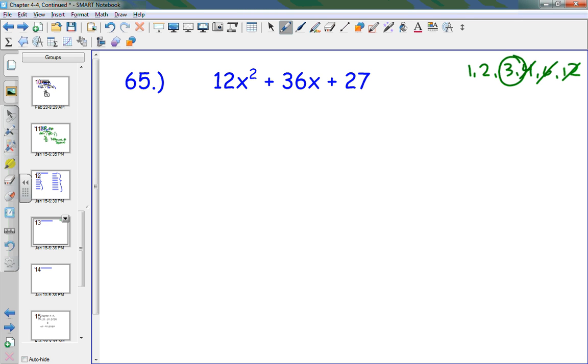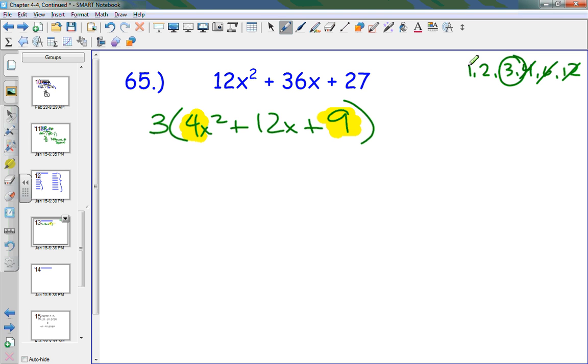So what do I want to do? I want to pull that out. So if I pull out a 3 by division, 12x squared divided by 3 is 4x squared. 36x divided by 3 is 12x. 27 divided by 3 is a 9. Now I want you to look at these numbers right here. What type of numbers are those? Perfect squares. 4 is a perfect square, and 9 is a perfect square.